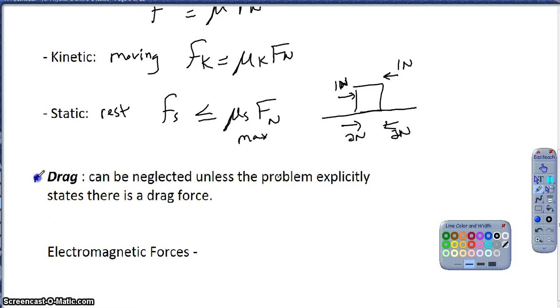And then the new one for us, this is really the only new part of the next couple sections here. We'll deal with drag, which is air resistance. We typically will neglect it unless they tell me otherwise, but we will see some air resistance. We'll deal with some functions that involve air resistance and go from there.